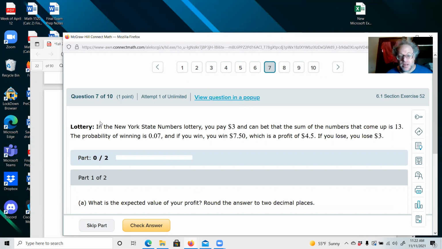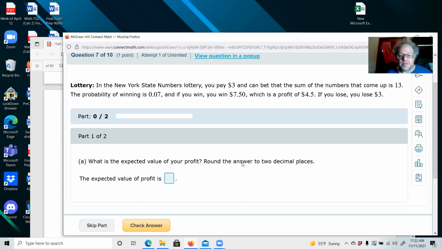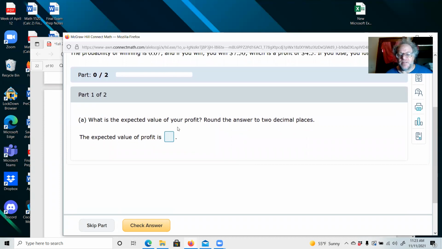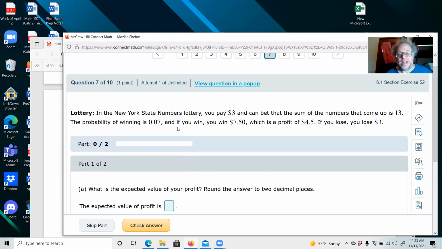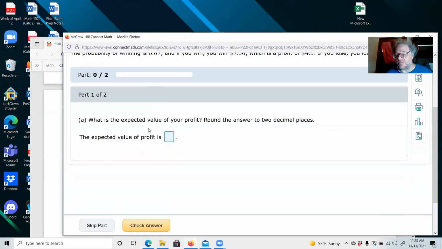It says we have the New York State Lottery's number game: you pay $3 and you can bet that the sum of the numbers adds up to 13. That's great, we don't really care. The probability of winning is 0.07, that we care about. If you win, you get $7.50, which is a profit of $4.50. If you lose, you lose $3. What is the expected value of your profit? We don't care about the New York Lottery Commission on this problem. We're caring about what's going in your pocket.